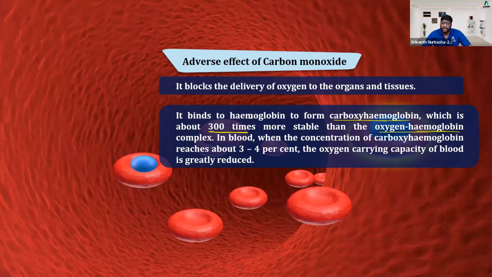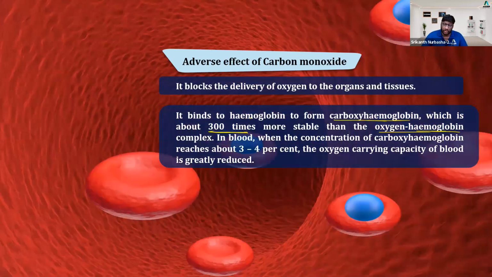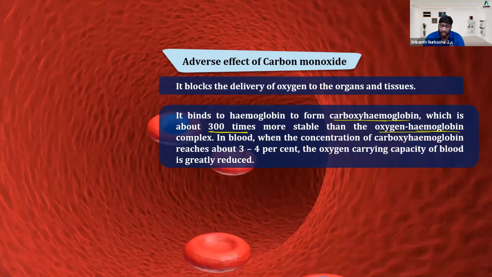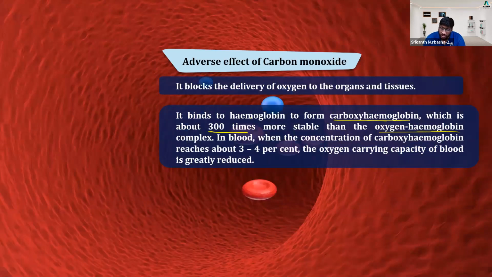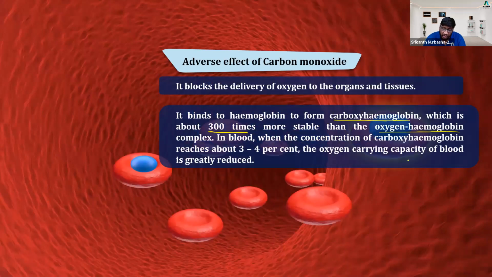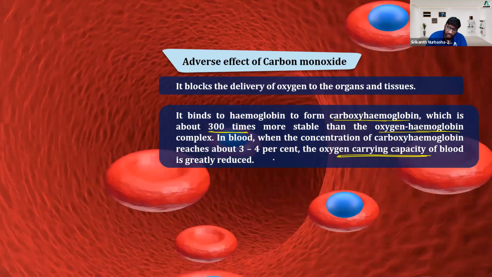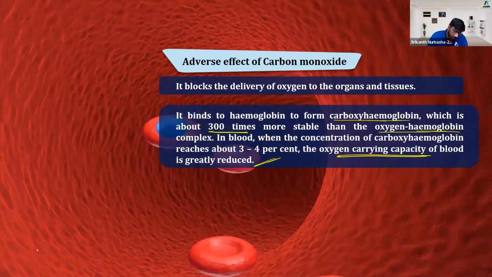In blood, when the concentration of carboxyhemoglobin reaches 3 to 4%, the oxygen carrying capacity of blood is greatly reduced.